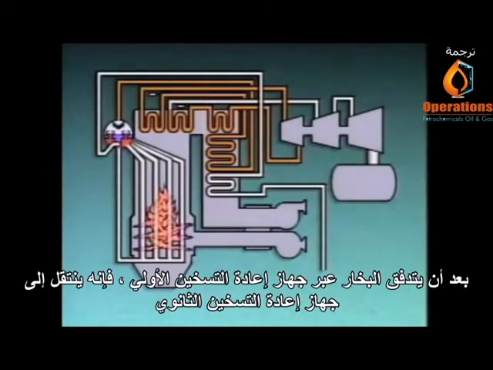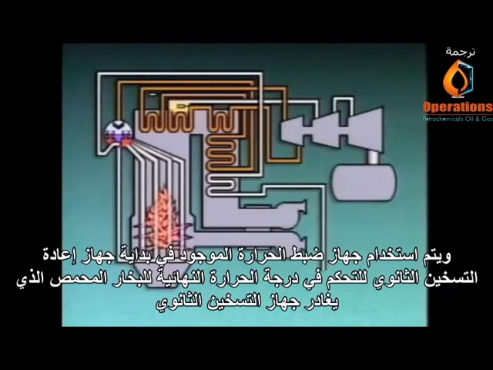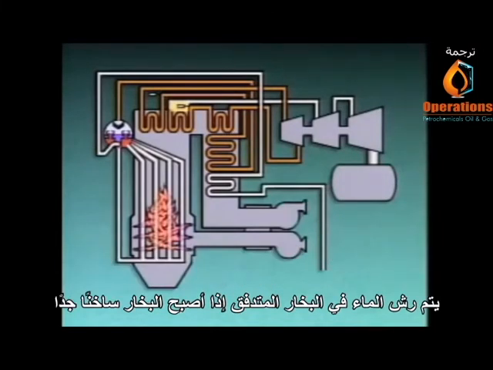After the steam flows through the primary reheater, it moves on to a secondary reheater. And a temperator located at the beginning of the secondary reheater is used to control the final temperature of the superheated steam leaving the secondary reheater. The temperator sprays water into the steam flow if the steam gets too hot.